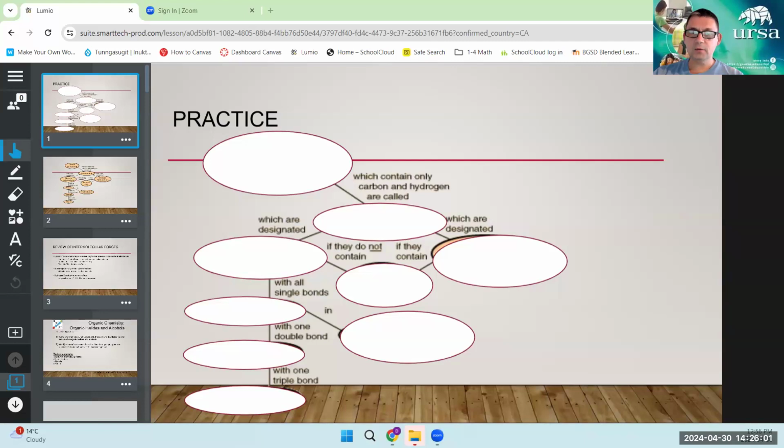Okay, Hassan, so continuing on with our examination of organic compounds, we've looked at a number of these here. So press pause at this point and try and take a look at these, fill in these blanks.